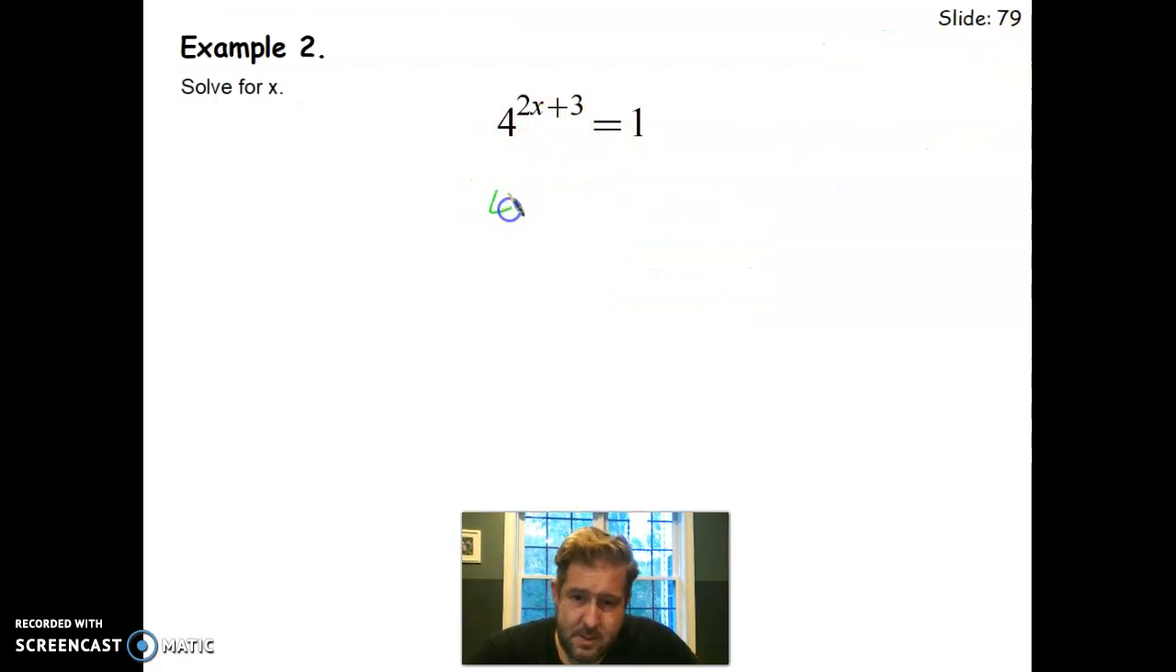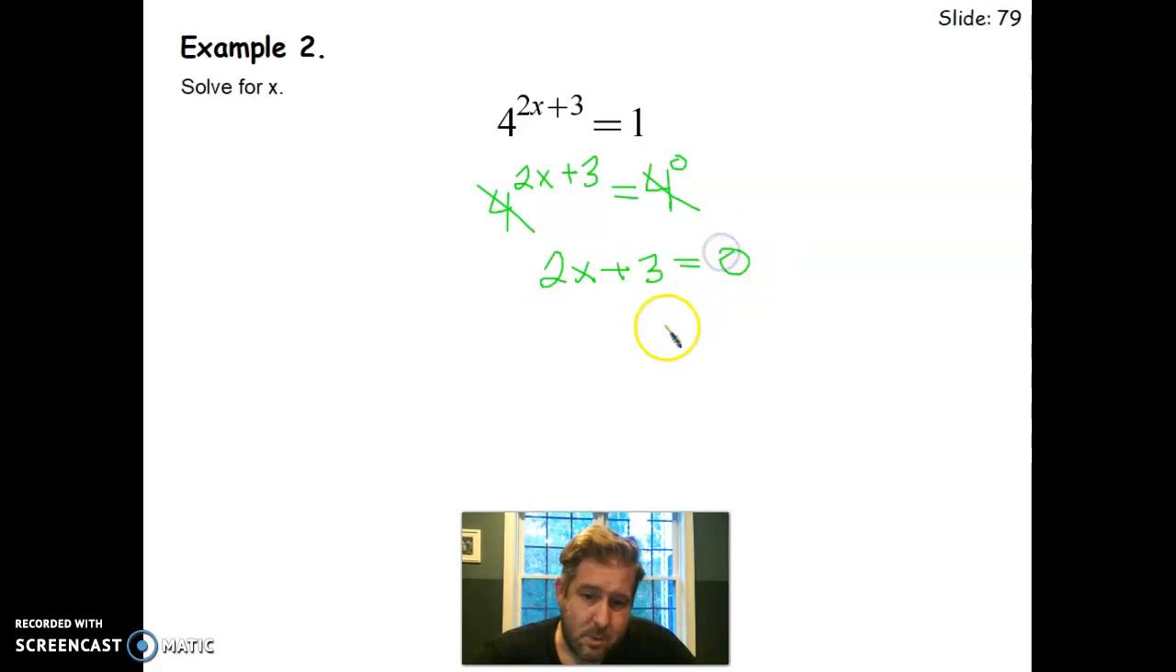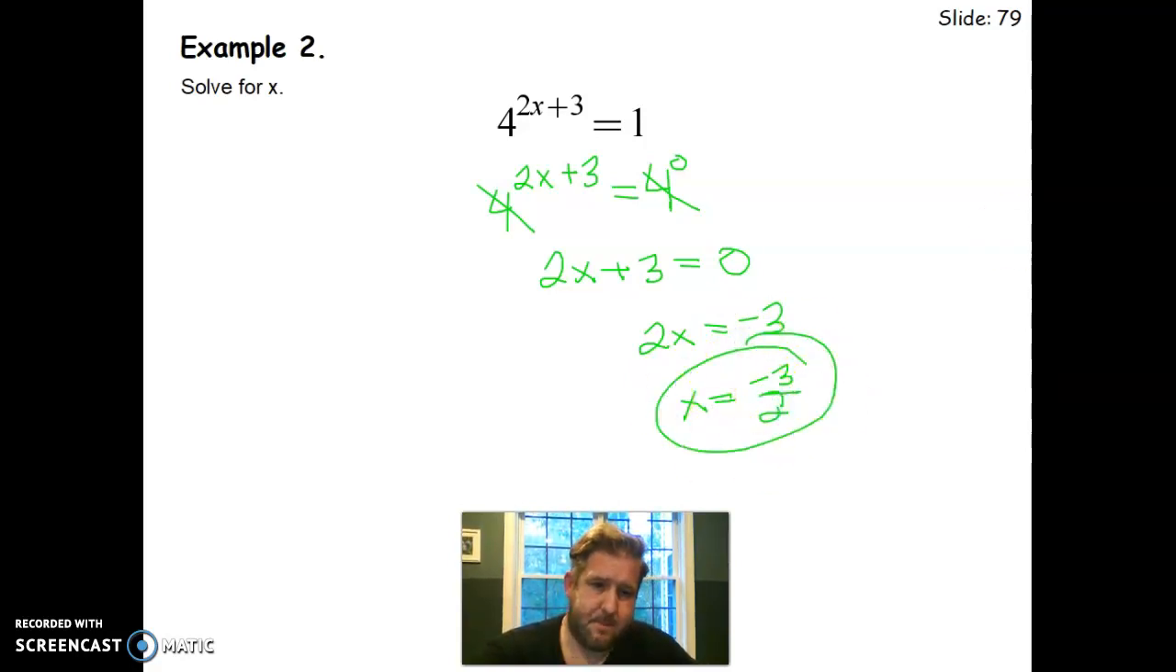All right, for this one, we can make the bases the same because 1 is really 4 to the 0th power. Now they have the same base. Anything to the 0th power is 1. Bases cancel. And then you can set the powers equal to each other and solve. Divide both sides by 2, and there's your answer, negative 3/2.